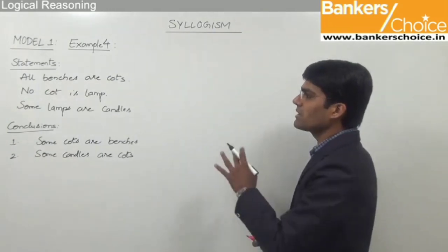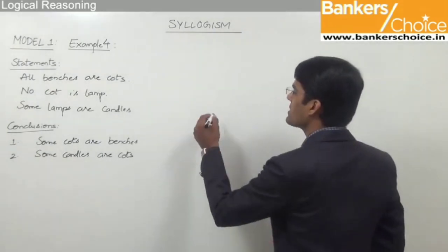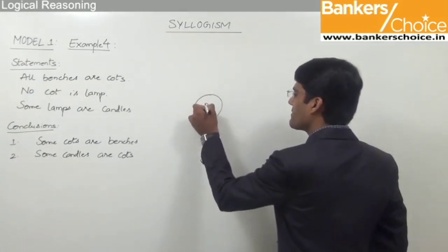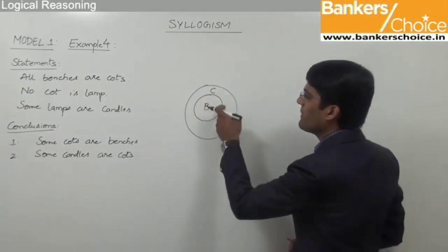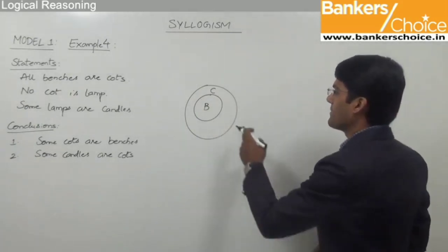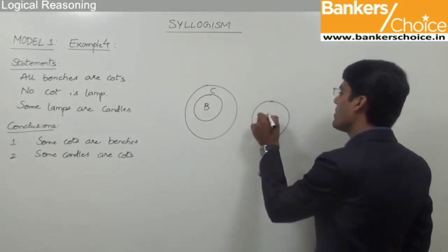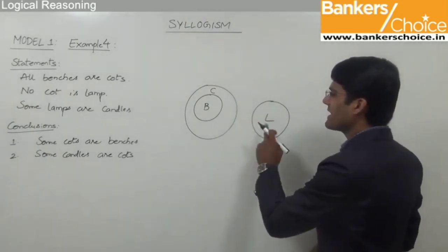So let us first try to draw the basic diagram for the given statements. The first statement here is all benches are cots. So it can be taken as benches which is completely inside cots. So we find that all the benches are cots. Second statement is no cot is lamp. So as there is no intersection between cot and lamp, these 2 circles must be disjoint. So no cot is a lamp.